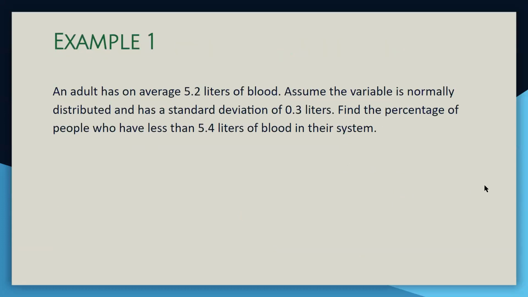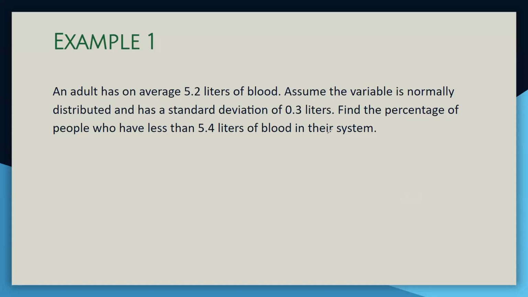So for example 1, it says an adult on average has 5.2 liters of blood. Assume the variable is normally distributed and has a standard deviation of 0.3. Find the percentage of people who have less than 5.4 liters of blood in their system.